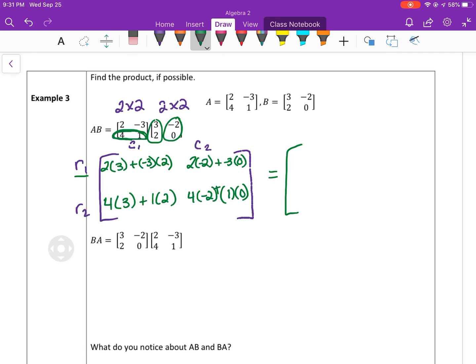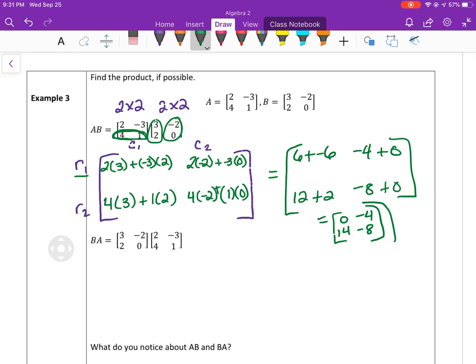So I have 2 times 3 is 6. And then I'll have plus negative 6 there. I'll have negative 4 plus 0. I'll have 12 plus 2. And negative 8 plus 0. And then simplify that one more time. The final answer is going to be 0, negative 4, 14, negative 8. So that is my answer for A times B.